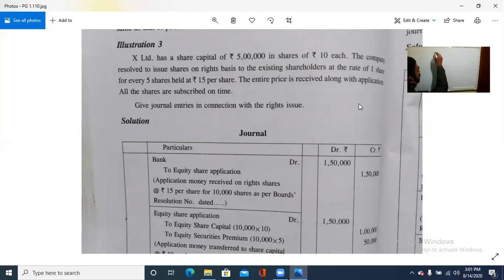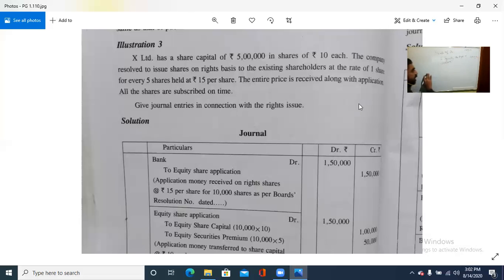So first entry is what? Bank account debtor to, which share? Equity share application account. How much? 1,50,000. How is it to be? 10,000 into 15.